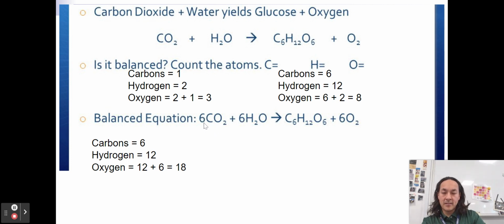Now I multiply the coefficient times the subscript, so 6 times 1, 6 carbons, 6 times 2 for 12 hydrogens, and the oxygen is the tricky one. Once again, I need to multiply for both molecules and then add them together. So I need to use my order of operations. 6 times 2 is 12. 6 times, if there's no number there, it's 1. 6 times 1 is 6. 12 plus 6, I have 18 oxygens amongst these 2 molecules.